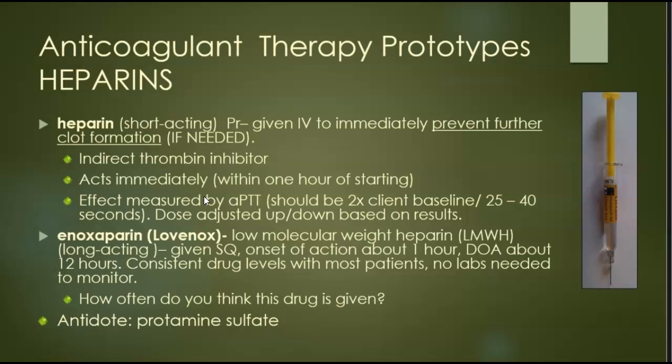If its duration of action is 12 hours, it's going to be given every 12 hours if we want 24-hour coverage, which we do. The antidote for heparins is protamine sulfate. So if a patient gets too much heparin, and I think I told you a story in class about some babies that got very, very high dose heparin that caused them to bleed, the antidote that we would give to stop that anticoagulation is protamine sulfate.